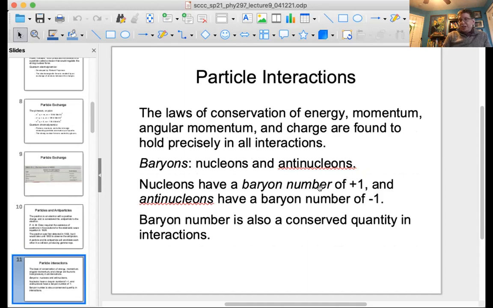In particle interactions, the basic conservation laws as we know them at the macroscopic level still apply. Energy needs to be conserved. It's never created or destroyed. The momentum of the system, whatever it was before the collision, is what it's going to be after the collision. That's also true with angular momentum, and with electrical charge. The charge never changes. Whatever charge you had before, you have after.